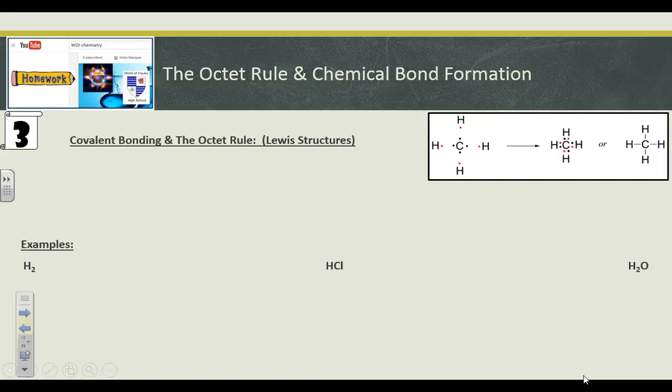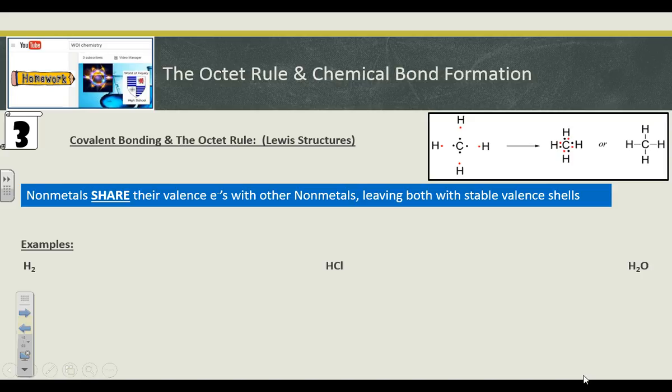Okay, covalent bonding, a little bit different. 2 nonmetals share their valence electrons. Share is the keyword, ding, ding, ding, with another nonmetal, leaving both with full valence shells. And again, I have more pictures to show us how this is working.